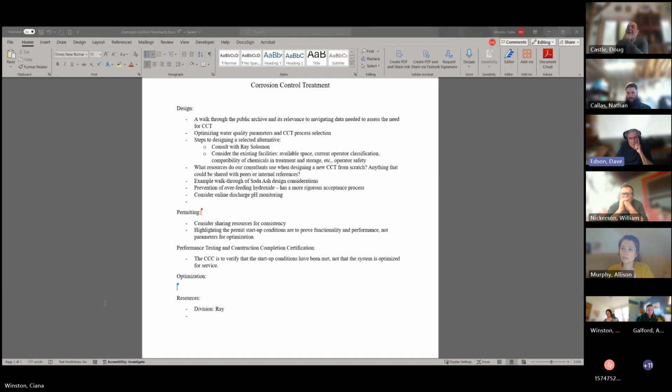I think the typical percentage of soda ash in the solution is 25%. But if I remember right, the 50% solution has a lower freezing point.